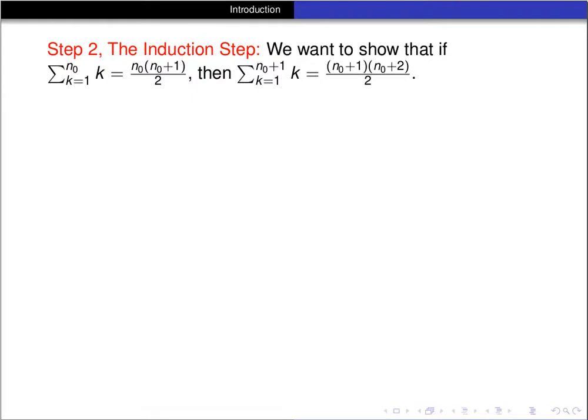Now let's go on to the induction step, step 2. Here we want to show if the statement is true for n₀, that is, if the sum of the first n₀ natural numbers is equal to n₀ times (n₀ + 1) over 2, then the statement is true for n₀ + 1. So then we want to show that if the statement is true for n equals n₀, then the sum of the first n₀ + 1 natural numbers is (n₀ + 1) times its successor (n₀ + 2) divided by 2.